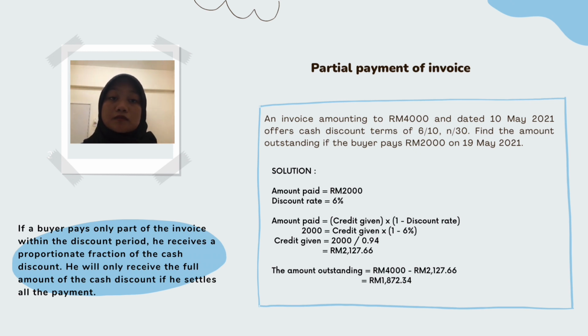Since the amount paid was 2,000 ringgit and the discount rate was 6%, we can find the amount of credit given using the equation: amount paid equals credit given times 1 minus the discount rate. Then we get the amount of credit given is 2,127 ringgit and 66 cents. To find the amount outstanding, we just minus the credit given from the amount of the invoice. Then we get the total is 1,872 ringgit and 34 cents.